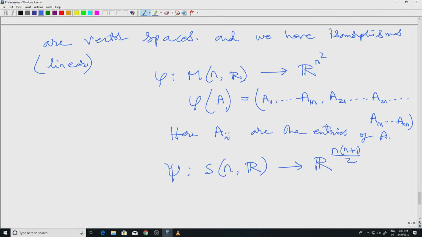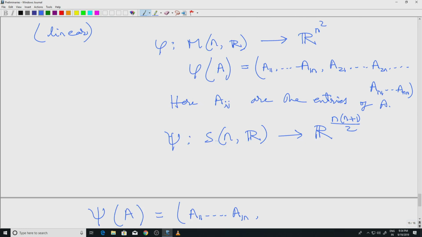So, for M_n(R) I define this map phi of a matrix A, here A is an element of M_n(R), so it is a matrix. What I do is I just put out the entries of A row by row. So, this is the first row, this is the second row, and so on. Altogether I will get n squared entries, so I get an element of R^(n squared). And it is easy to check that this map is linear, one to one and onto.